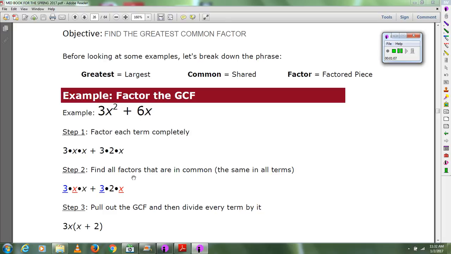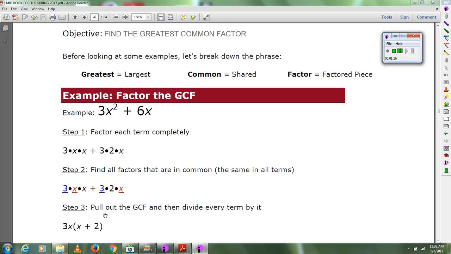Next, step 2, we are going to find all factors that are in common. You can see right here the first term 3x squared and the second term 6x both have 3 as a common factor, and they also have x as a common factor. Therefore 3x will be our common factor. I'm going to go ahead and underline these two factors.